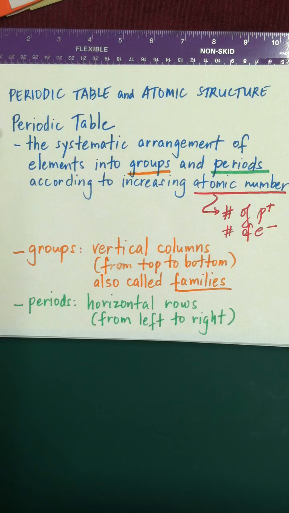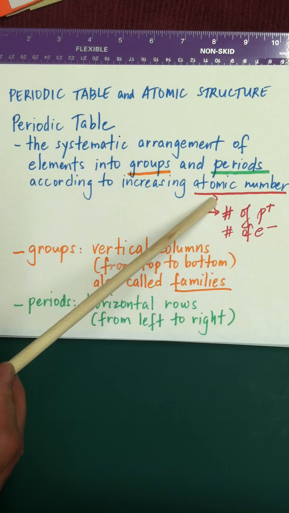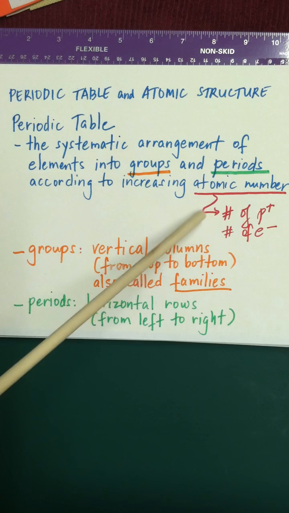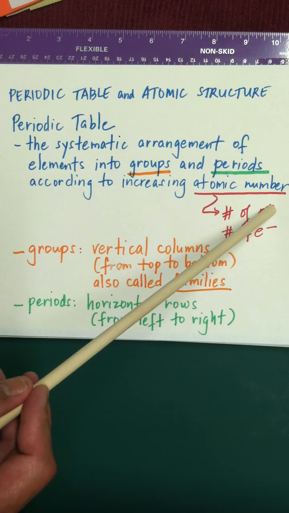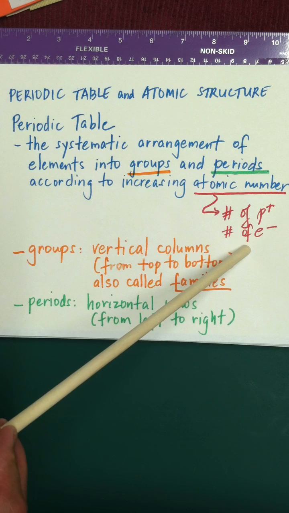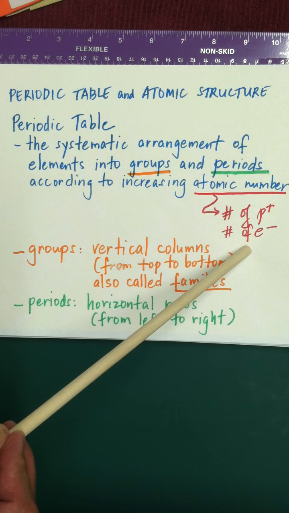Right, so let's look at periodic table and atomic structure. So the periodic table is the systematic arrangement of elements into groups and periods according to increasing atomic number. Again, atomic number is your number of protons, which is equal to the number of electrons in the neutral atom.